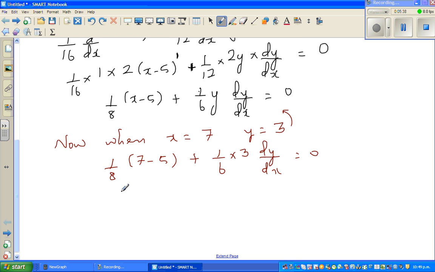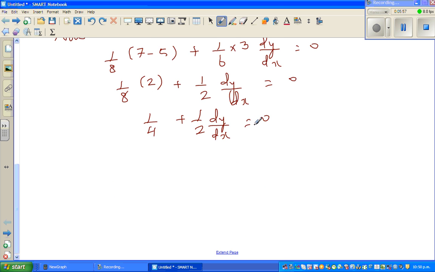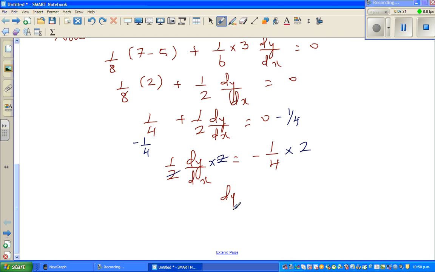So this simplifies to 1/8 times 2 plus half times dy by dx is equal to 0. So this is 1/4 plus half times dy by dx is equal to 0. Taking away 1/4 from both sides, half times dy by dx is negative 1/4. Now multiplying both sides by 2, the 2s cancel, so dy by dx is negative half.